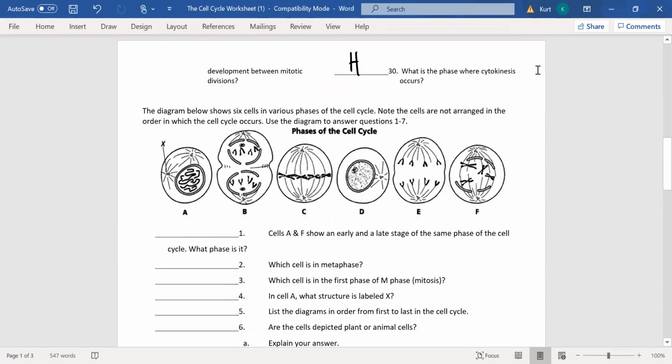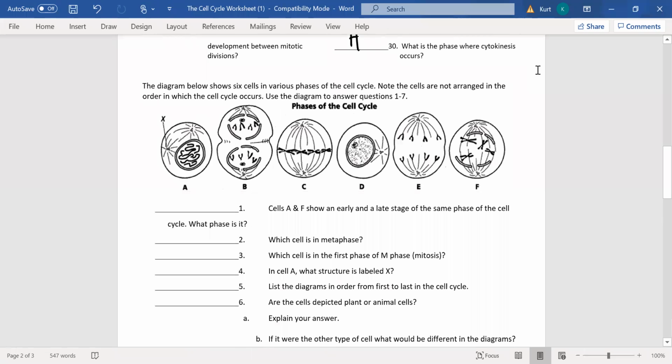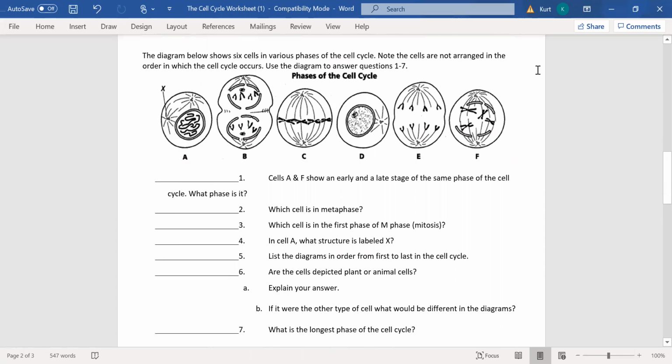All right. If you want to pause it and look over your answers, you can rewind a little bit and go back. Let's finish up the last part. The diagram below shows 6 cells in various phases of the cell cycle. Note the cells are not arranged in the order in which the cell cycle occurs. Use the diagram to answer questions 1 through 7.